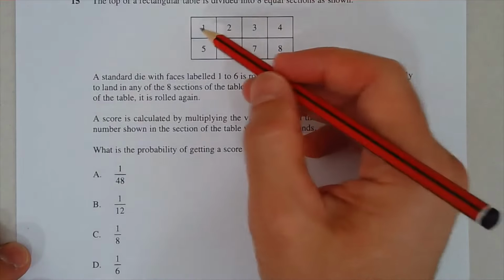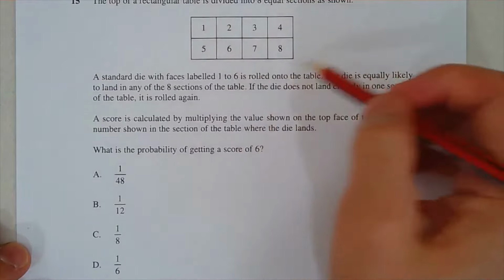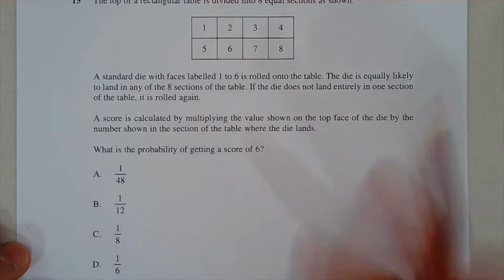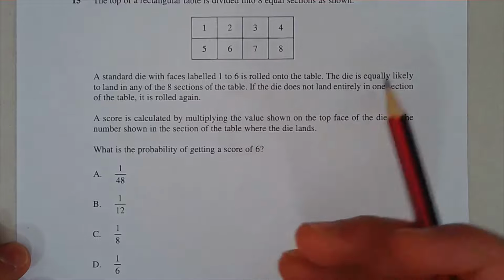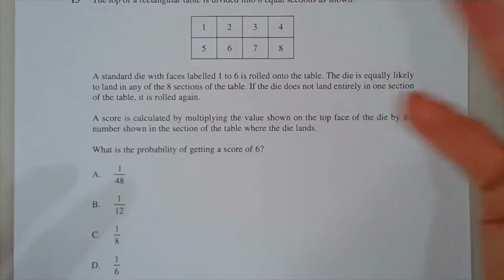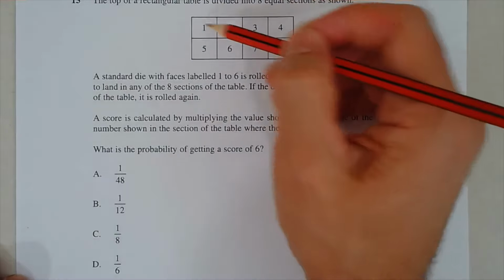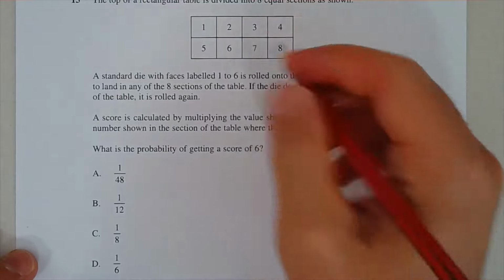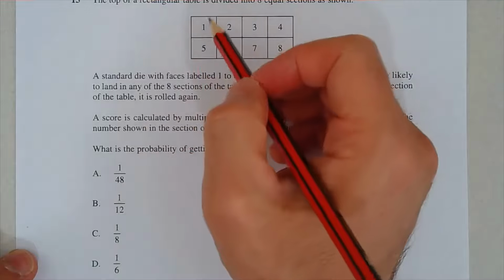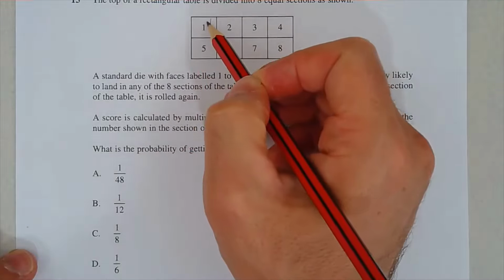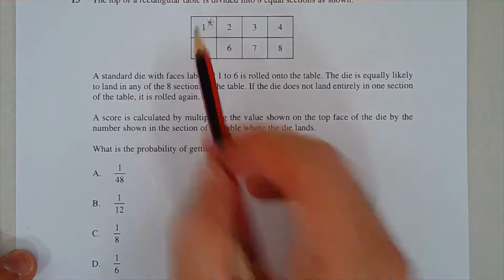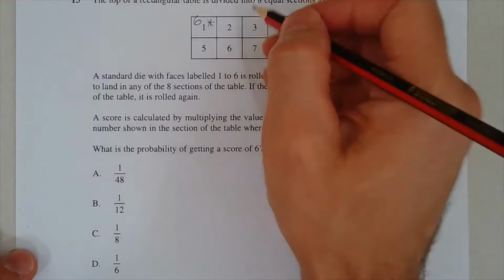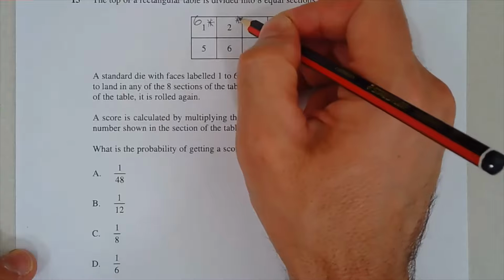So first of all, we have a 1 on 8 chance that the die will land in any of these 8 squares. So which of the squares are we interested in? We want a score of 6. So whatever number's on the top of the die, multiply it by the number on the square that it lands on, that's the score. So if we want a score of 6, we need the die to land either here, so we need to roll a 6 here. So I might just put a 6 there.